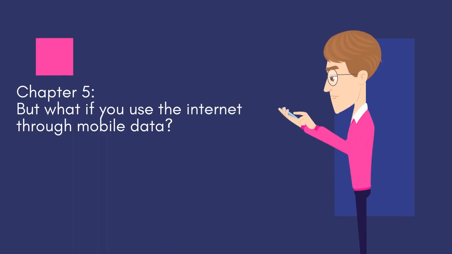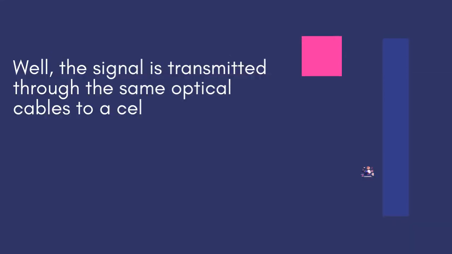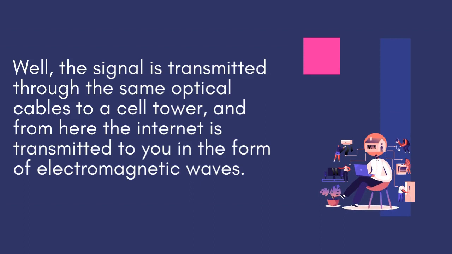Chapter 5. But what if you use the internet through mobile data? Well, the signal is transmitted through the same optical cables to a cell tower, and from here the internet is transmitted to you in the form of electromagnetic waves.